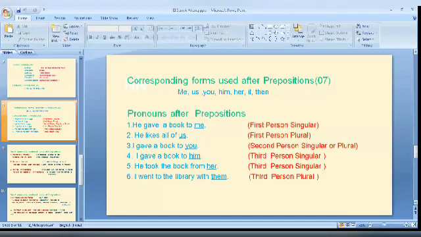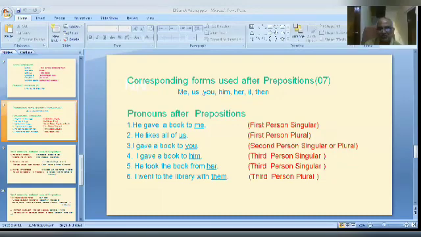Whenever these corresponding forms of the pronouns that were explained in the previous slide are used, we are supposed to use the prepositions before them. He gave a book to me. Of us, he likes all of us. I gave a book to you, to him, from her, with them. In this way, we have to use the prepositions before the person.